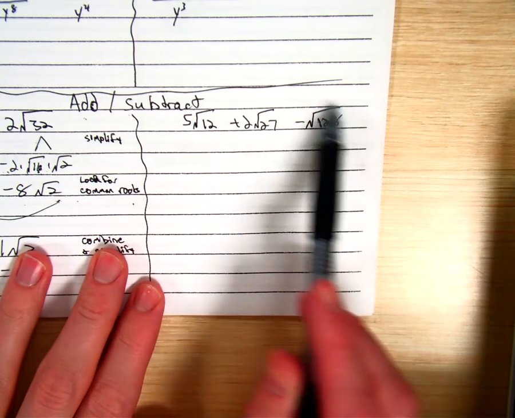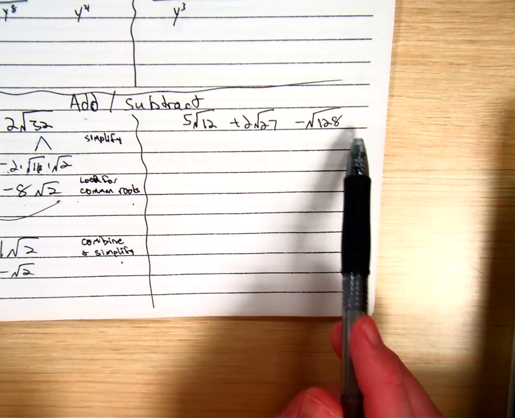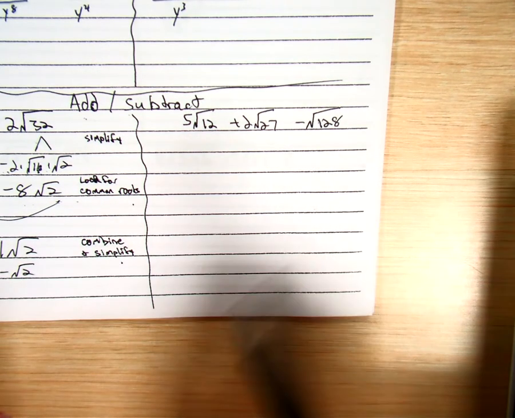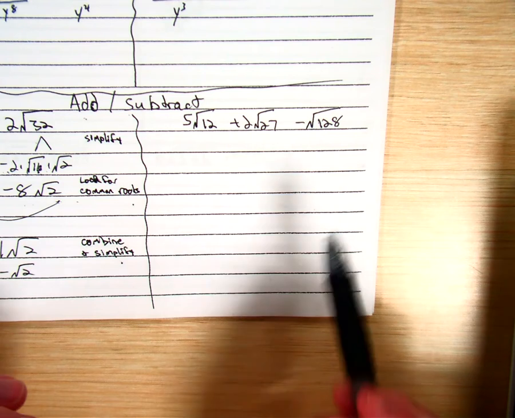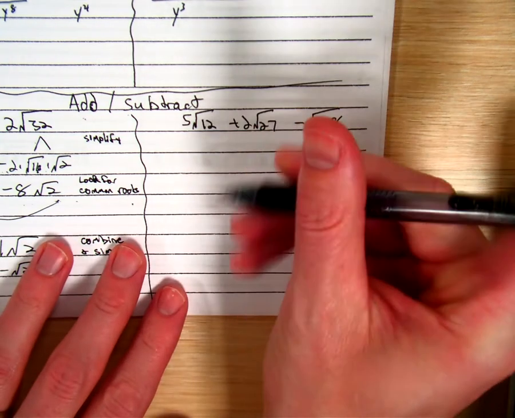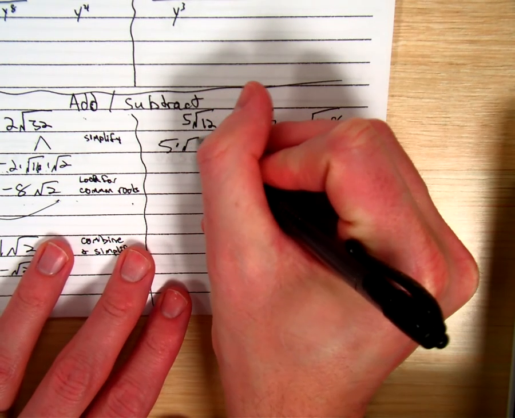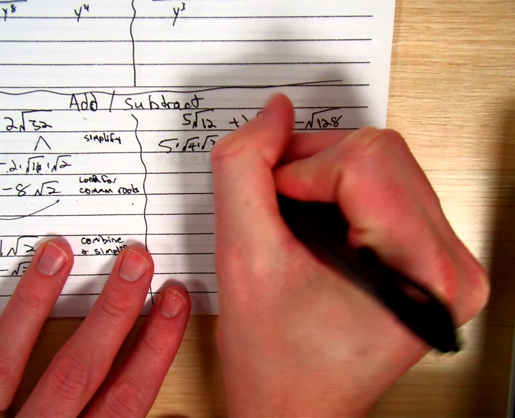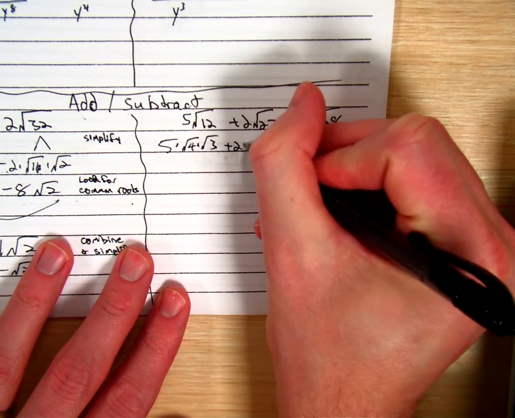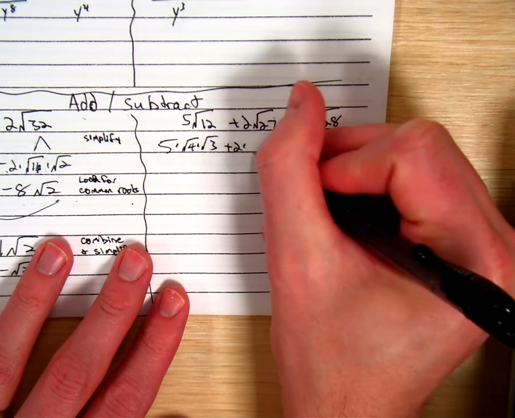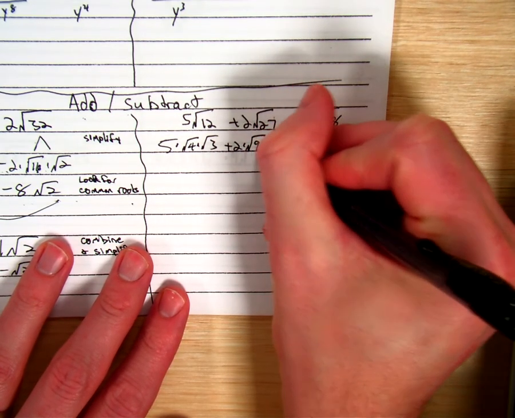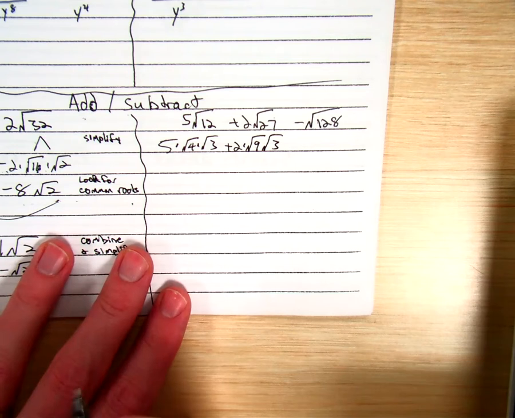Let's take a look over here. If you think you're ready and you can handle this, push pause and try it on your own. Otherwise, we're going to work on it together here. 5 already on the outside. This is going to break apart to radical 4 times radical 3. Plus 2 already on the outside. 27, I'm going to break that down to 9 and 3.